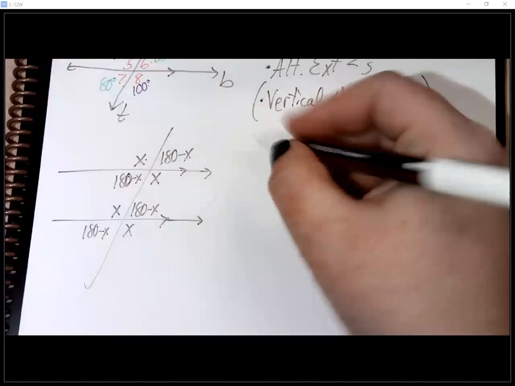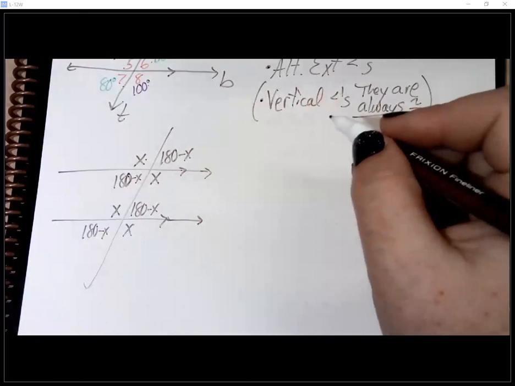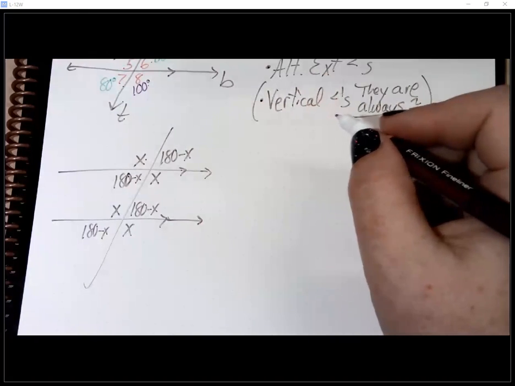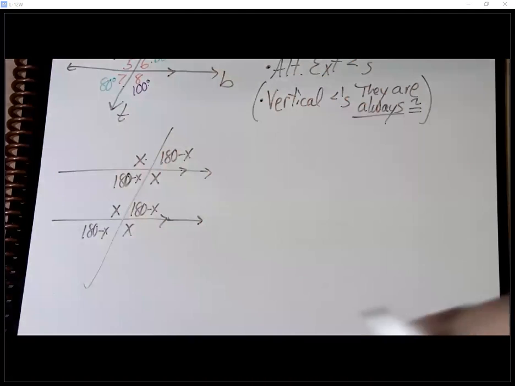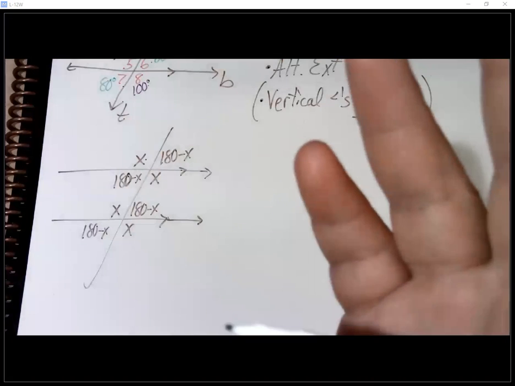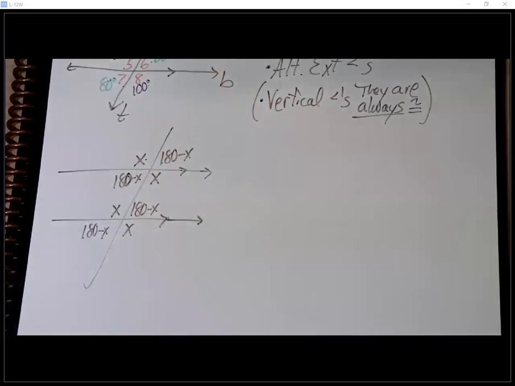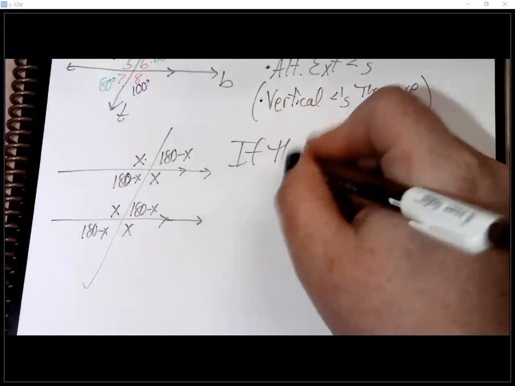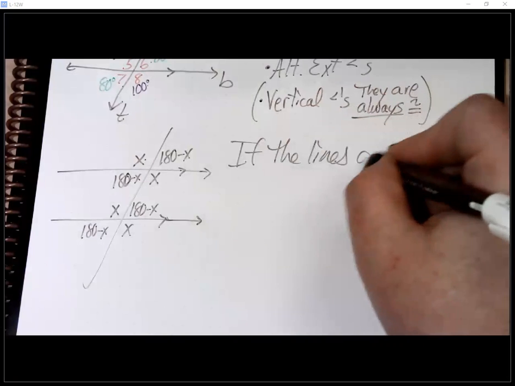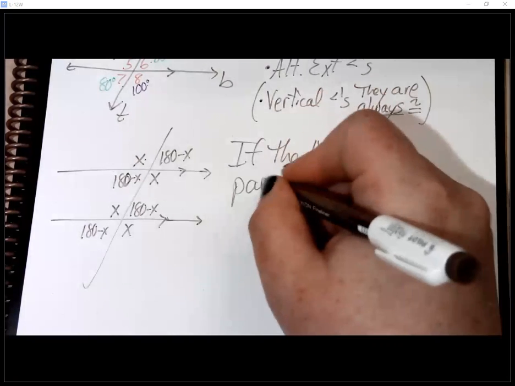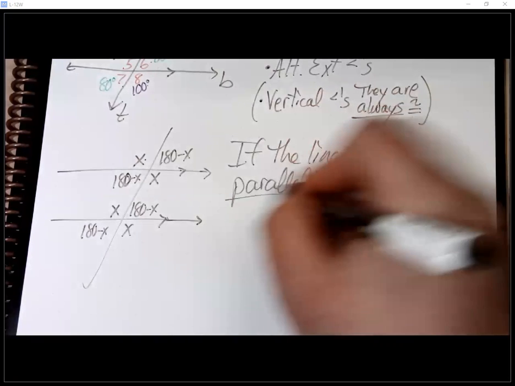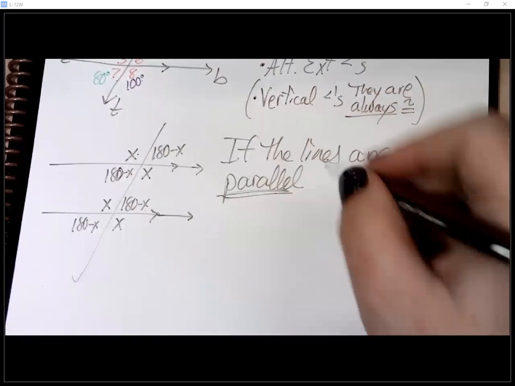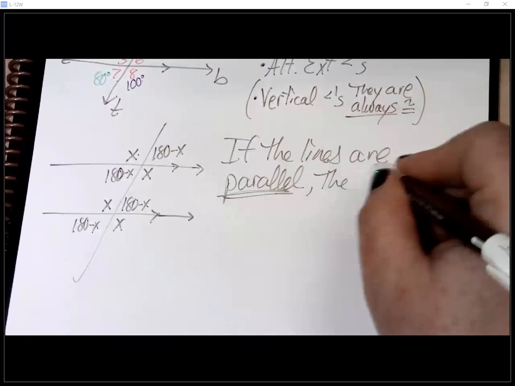Wouldn't that stand true for also same side exterior? You got it. Those are, and it's so nice because look at your alliteration there. Same sides, either interior or exterior, are supplementary. So easy to remember. All right, so if the lines are parallel, I'm going to keep saying this over and over again, the lines being parallel part, because it's crucial. The following are supplementary.